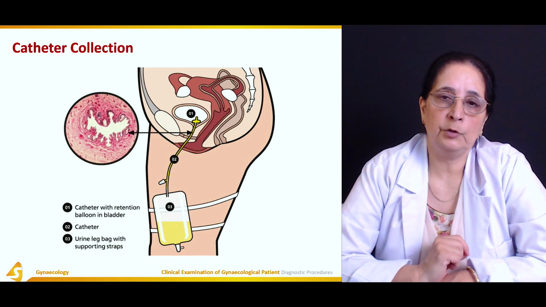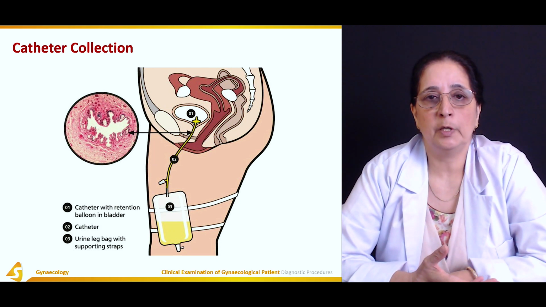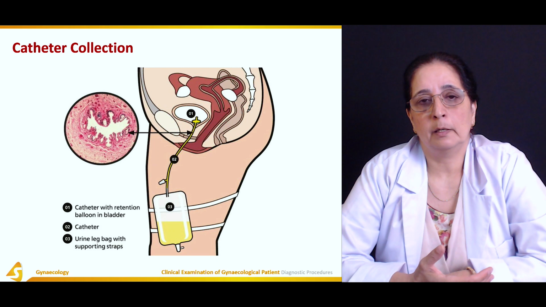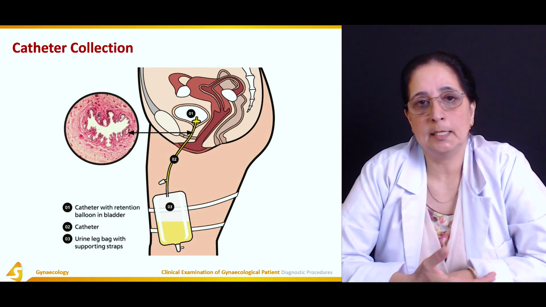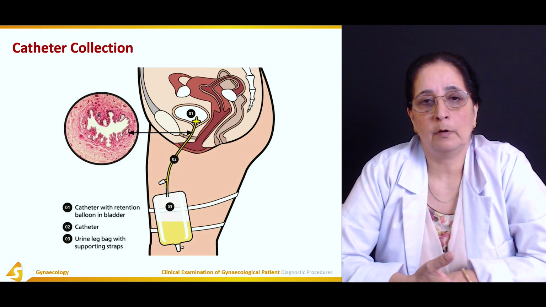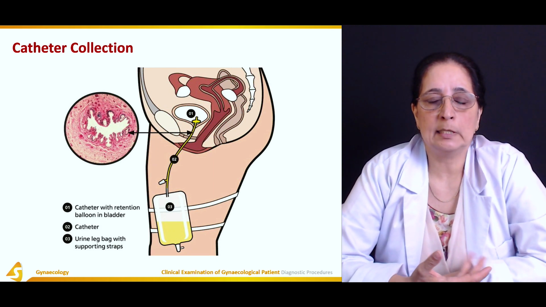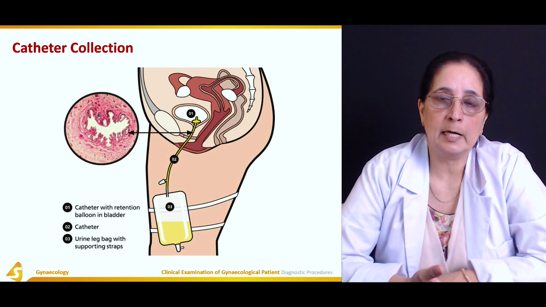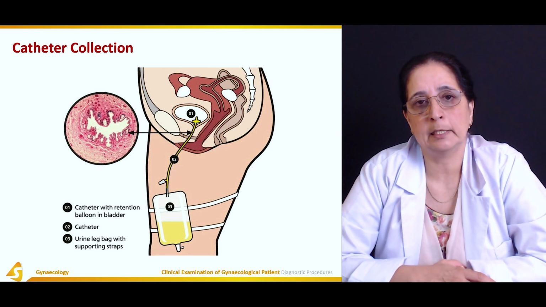But midstream urine collection is done for most of the routine urine tests, like pregnancy tests, tests for protein level, glucose level, white blood cells, and any ketone bodies. Usually the midstream specimen is collected for that.